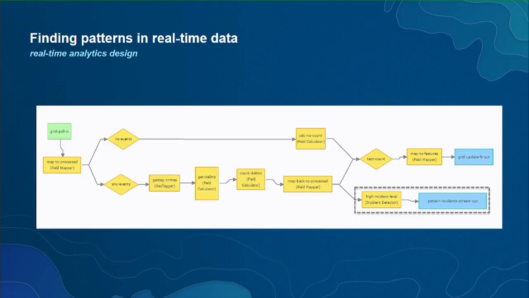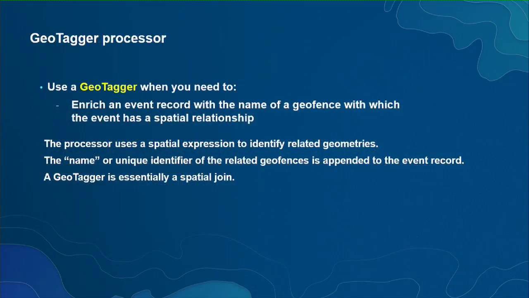The incident detector is what was configured as a processor to look at greater than 10 in order to produce the flag, and then so that entire bottom path there is streaming the flag incidents out to the web map. So let's look at the geotagger first as a processor that is used to detect a spatial relationship.